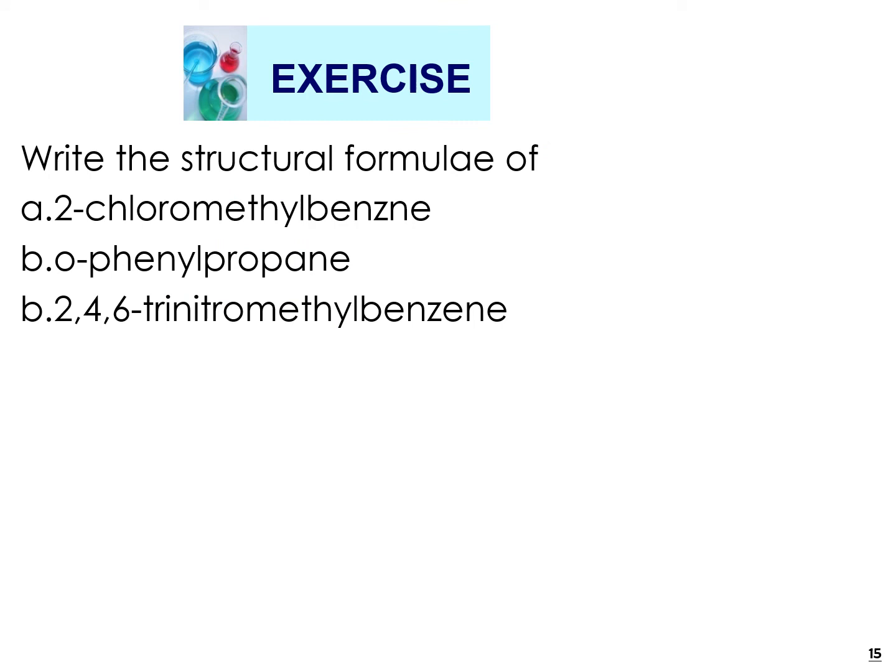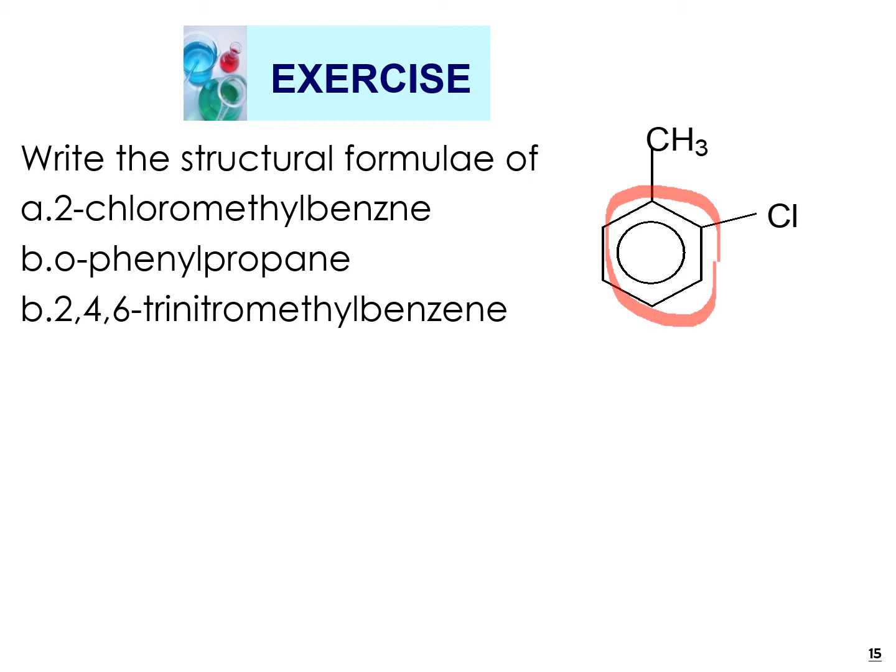Exercise. Write the structural formula of 2-chloromethylbenzene. First, we draw a benzene ring because the parent name is benzene. Then, we put chlorine at carbon number 2. If this is carbon 1, so this is carbon 2. We put chlorine at carbon number 2, followed by methyl at carbon 1.